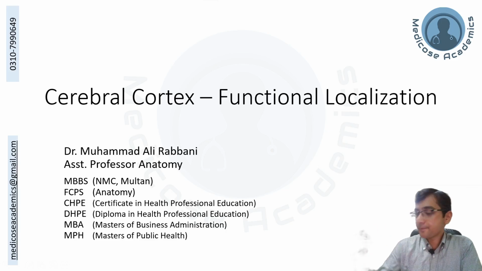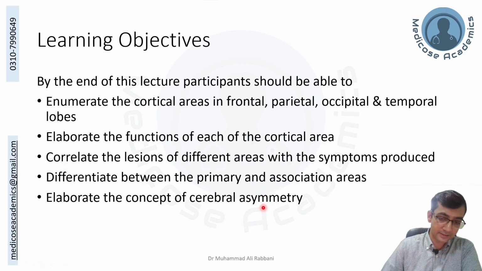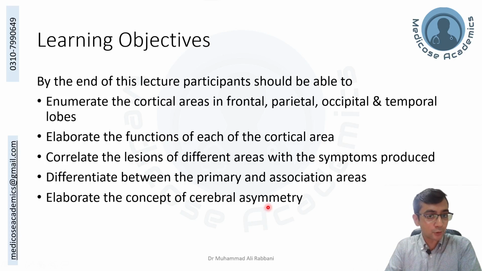I am Dr. Muhammad Ali Rabbani, and today we are going to discuss in detail the different functional areas of the cerebral cortex, the functional localization, and we will try to enumerate the different cortical areas in the four major lobes, and the functions of each of these lobes. We will correlate the lesions of these areas with the symptoms thus produced, differentiate between primary and association areas in the sensory cortex, and elaborate the concept of cerebral asymmetry when the connection between the two hemispheres is lost. So that we will discuss.